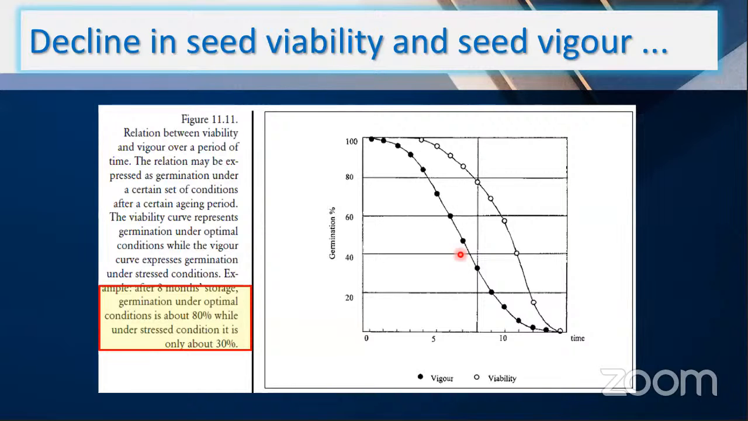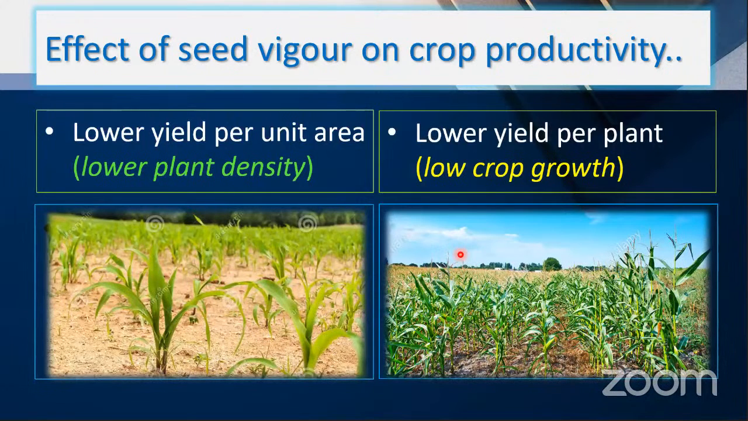So to explain more about this, we see this slide. This is the effect of seed vigor on crop productivity. Okay, so you have the seed which is of low vigor, and you get a field like this. So that is the low plant density. Low plant density means lower yield per unit area. Then low crop growth means lower yield per plant. So the individual plant will yield less, and the area as such will also give lesser yield.